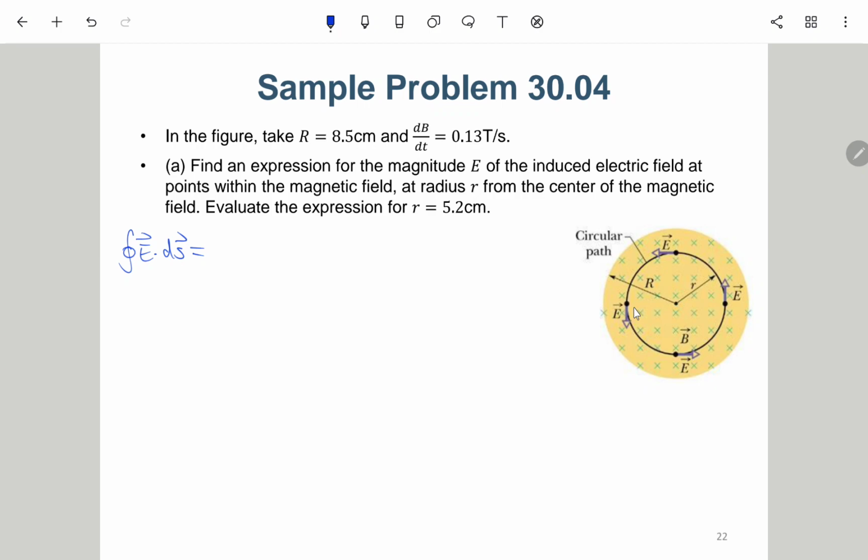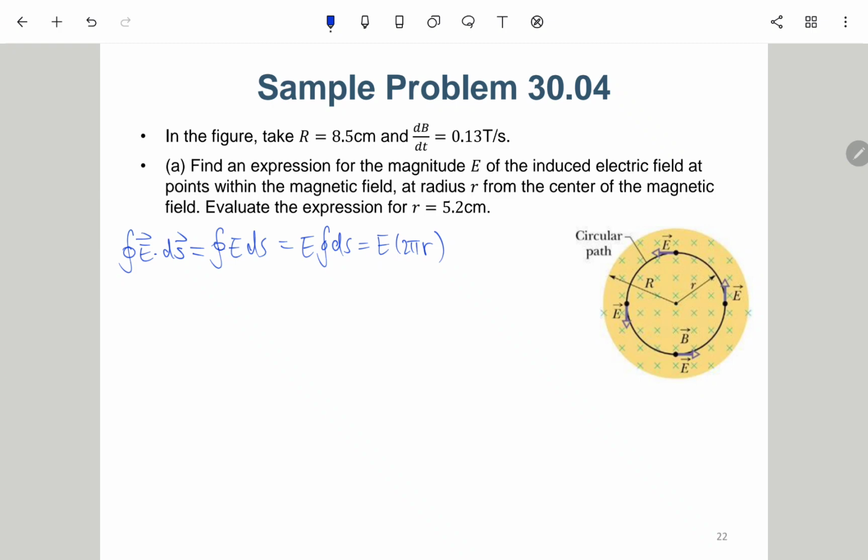Okay, so E and ds are parallel to each other and pointing in the same direction. So this is nothing but E times ds, and then also the E field is uniform, so we can just put it outside, and then finally the integration of ds for the loop is nothing but the circumference, so it's 2 pi r. So all of this is similar to what we did previously with Ampere's law.